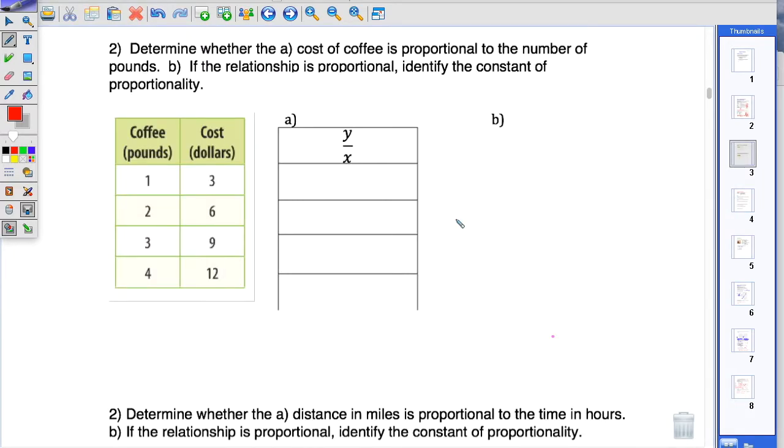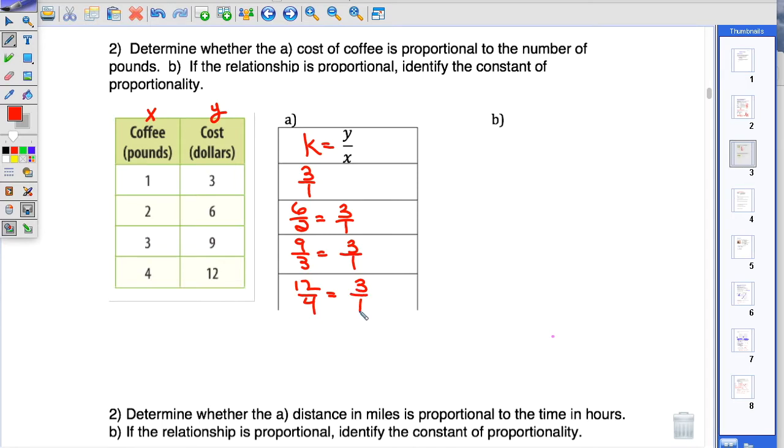Number 2. Determine whether the cost of the coffee is proportional to the number of pounds. If the relationship is proportional, identify the constant of proportionality. In our problem, the coffee in pounds is your x value, and the cost in dollars is your y value. To figure out your constant of proportionality, it's your y value over your x, so our dollars over our pounds. Number 1 is 3 over 1, already simplified. The second one we have 6 over 2, which reduces down to 3 over 1. Then we have 9 over 3, which simplifies down to 3 over 1, and 12 over 4 gives you 3 over 1.